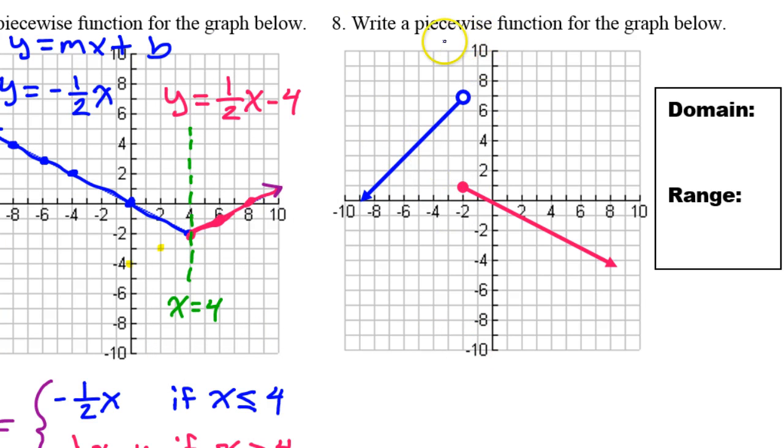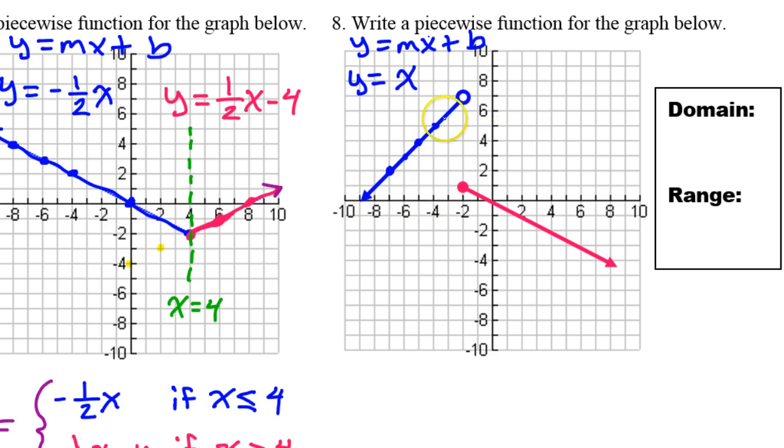So I need an equation for the blue. And again, in my mind, I'm thinking y equals mx plus b. So I need the slope of this. If I put a few dots on here, right where it's hitting the grid lines, I notice that from left to right, it's going up 1, right 1, up 1, right 1. So that's a slope of 1. So I'm just going to put x. But now I need the y-intercept.